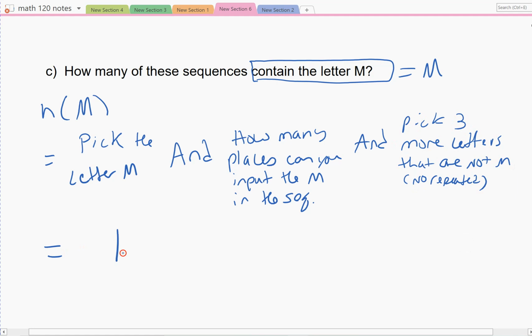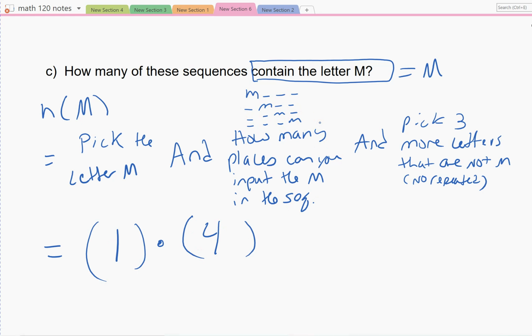Well, first, there's only one letter M I can choose, so that's 1. How many places can you put the letter M in? Well, M could be in the first spot, or the second spot, or the third spot, or the fourth spot. And so there are 4 places that I can place the letter M in the sequence, right? That's the list of them above there. There are 4 choices where M can be placed. It could be the first pick, second pick, third pick, or fourth pick.